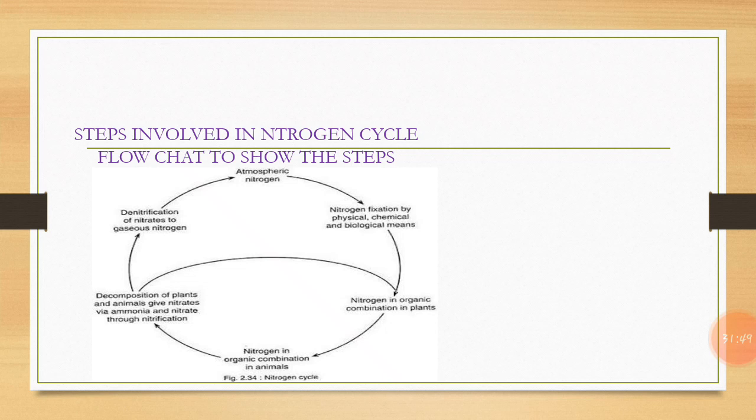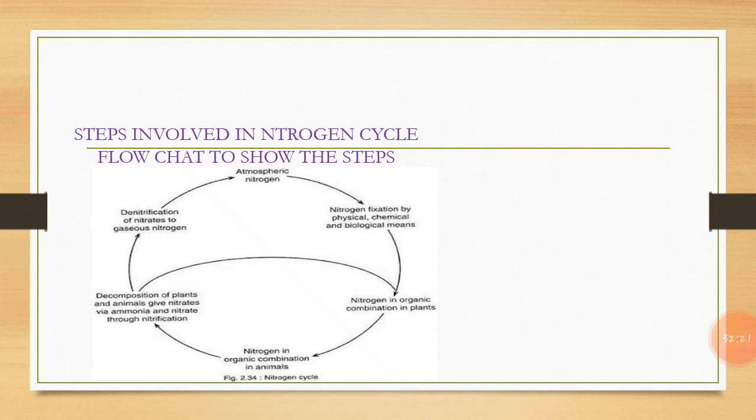Next is denitrification. Denitrification is the process in which nitrogen compounds make their way back to the atmosphere. Firstly, we convert the unusable form of nitrogen into a usable nitrogenous compound that is easily utilized by the plants for making plant proteins. Then that nitrogen compound is converted again into nitrogen.